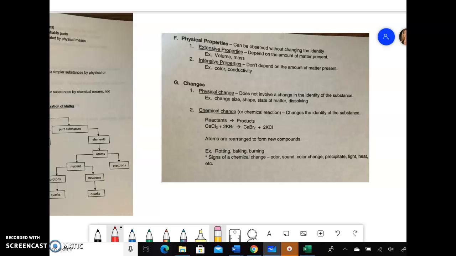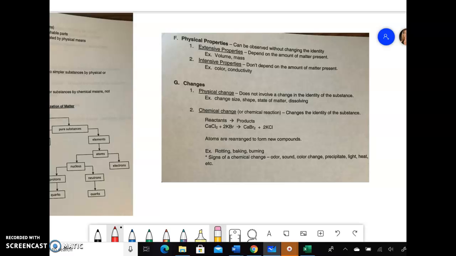Same thing with density. Density is an intensive property because it's a ratio. For example, water will always have the density of 1 gram per milliliter. It doesn't matter if it's 1 drop of water or 1 gallon of water, it's still going to be the same density. So that's going to be an intensive property.